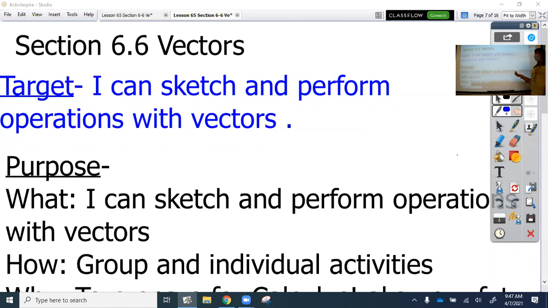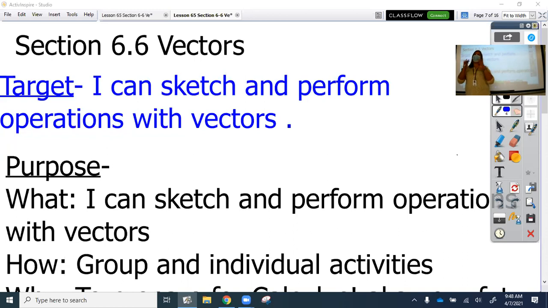Our target today says, I can sketch and perform operations with vectors. So today is all about the basics of vectors. You have to hang on with me through some of the notation. That's why I gave you a handout, to make it less painful. Hopefully by the end of class, we'll start to see what these look like.